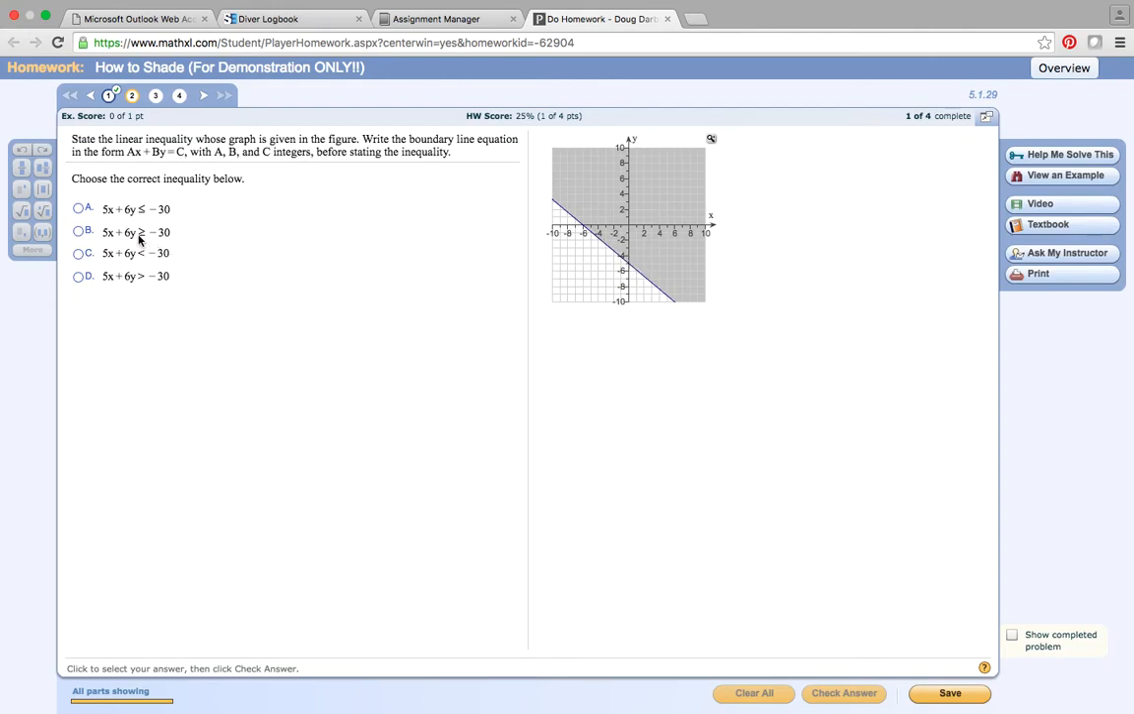Now, greater than, less than, the line is shaded above, so it would make you think that it's greater than, which it is. Now again, you could choose a test point. 0, 0 is always a good one, and put 0, 0 in here, and you can see that 0 is greater than or equal to negative 30.